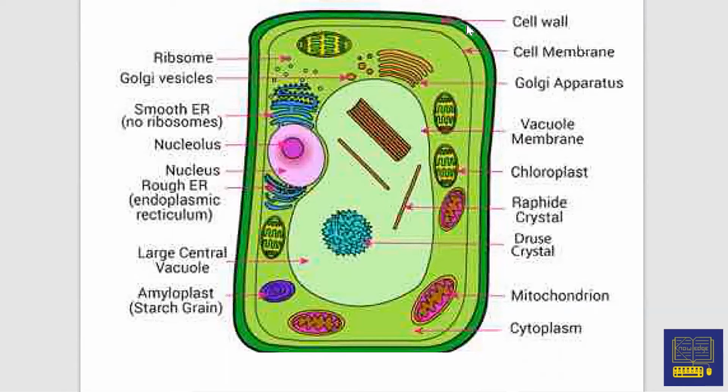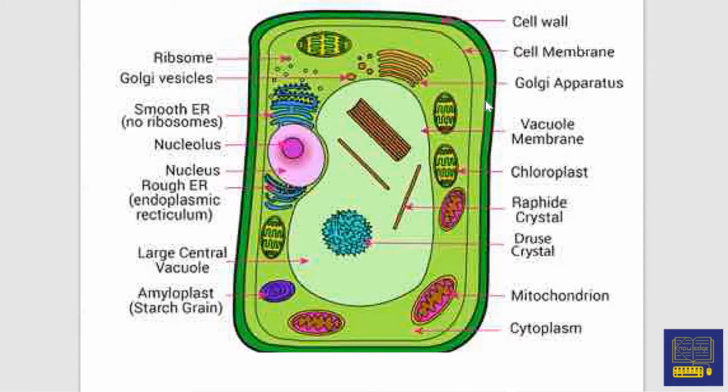Now let's talk about the cell membrane. It's a semi-permeable membrane that is present within the cell wall, and it is composed of a thin layer of protein and fat. The function is regulating the entry and exit of specific substances within the cell. It allows specific substances to pass through.